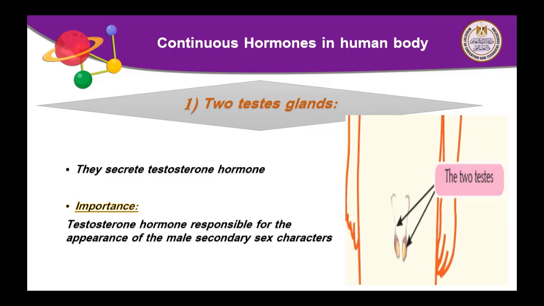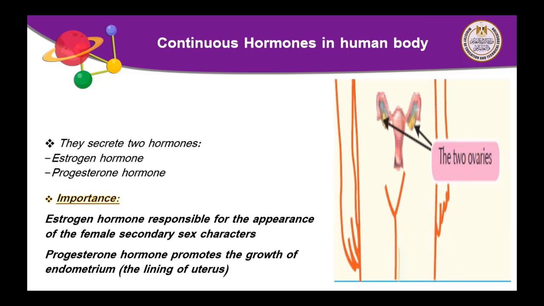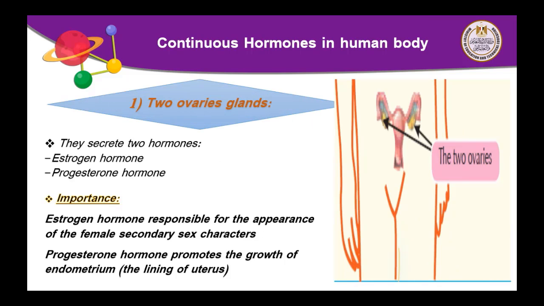The second type of glands: ovaries. Two ovaries, as you see in the picture, secrete two hormones, not one. While the two testes secrete only one hormone, the two ovaries secrete two hormones. One of them is called estrogen. Number two, progesterone.